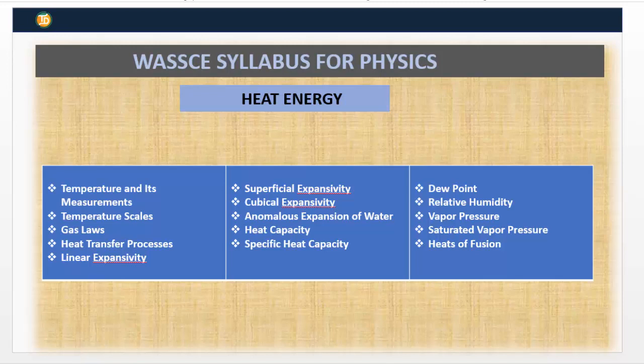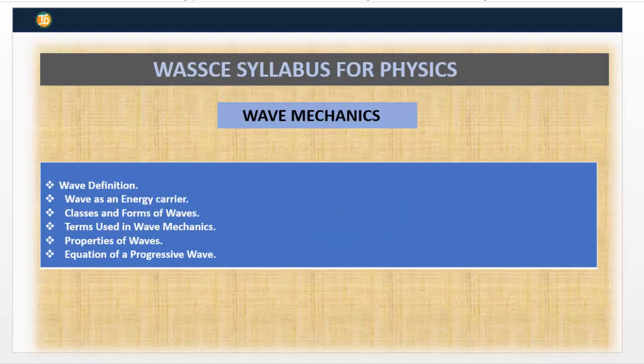Under this aspect, we have temperature and its measurement, temperature scales, gas laws, heat transfer processes, linear expansivity, superficial expansivity, cubical expansivity, anomalous expansion of water, heat capacity, specific heat capacity, dew point, relative humidity, vapor pressure, saturated vapor pressure, and heat of fusion. And next, we have wave mechanics.